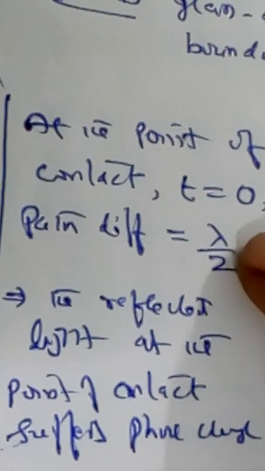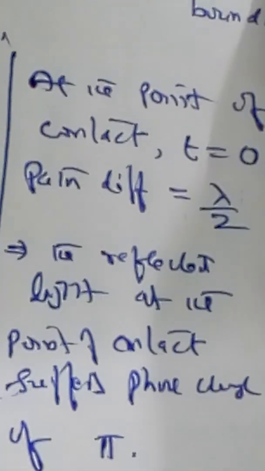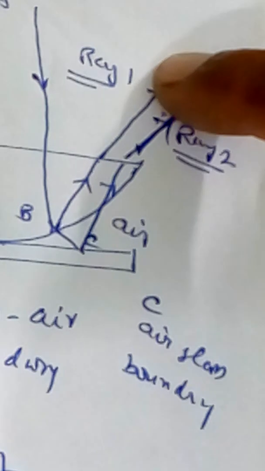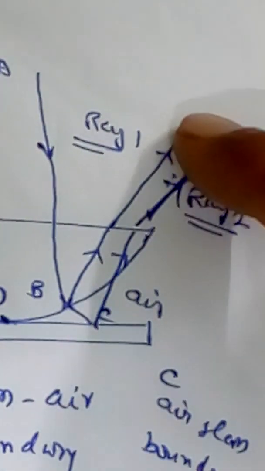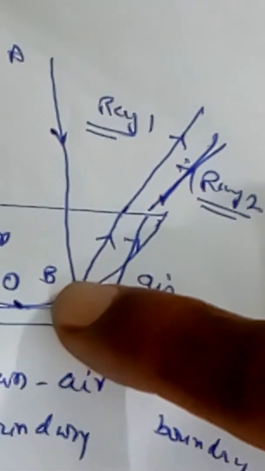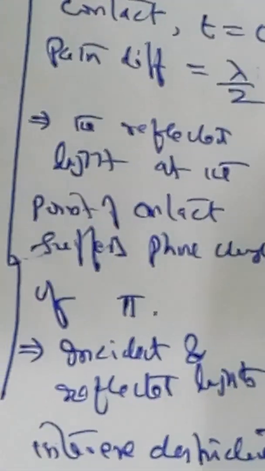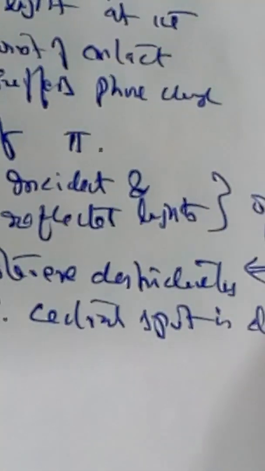Okay. That means the reflected light at the point of contact suffers an additional phase change of pi. So phase change of pi means these two rays will go out of phase. So when they go out of phase, interference is destructive. Therefore at that point of contact too, destructive interference is taking place. That means the fringe or the spot forming there due to destructive interference is dark. So that is the reason why the central spot is dark.